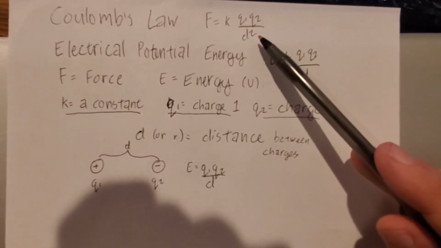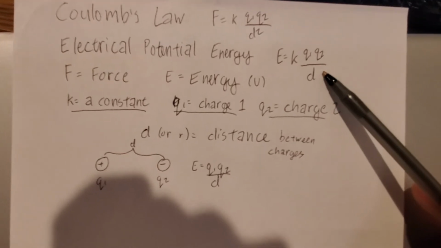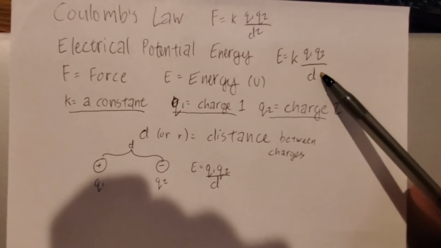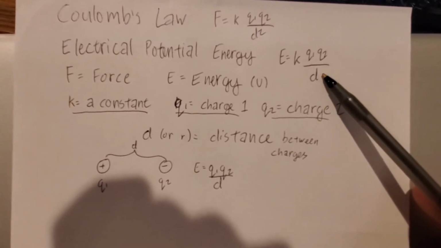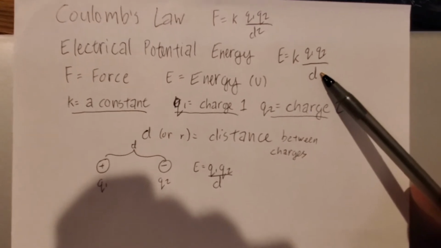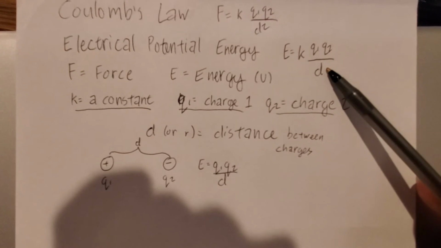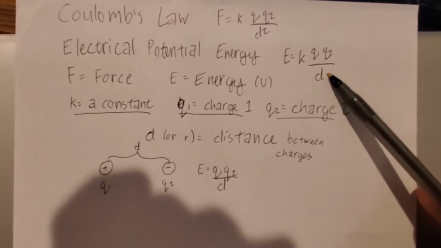But what we'll be more interested in talking about is not so much the force, but rather the energy. You can see this equation here that's very similar to Coulomb's law. In fact, it looks almost identical. The F has been replaced by an E, and the D squared is now a D. And that is the potential energy of the charges. Again, E stands for energy, and everything else has the same meaning as before.